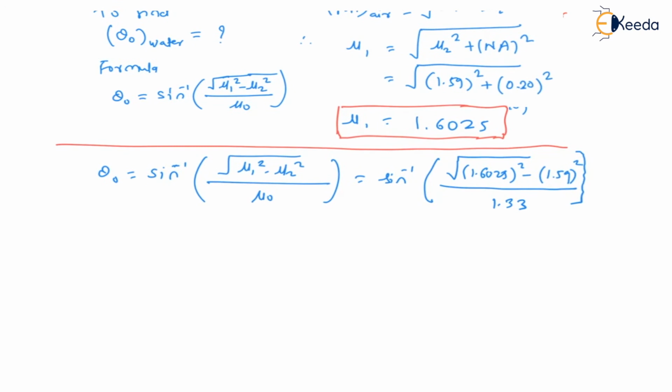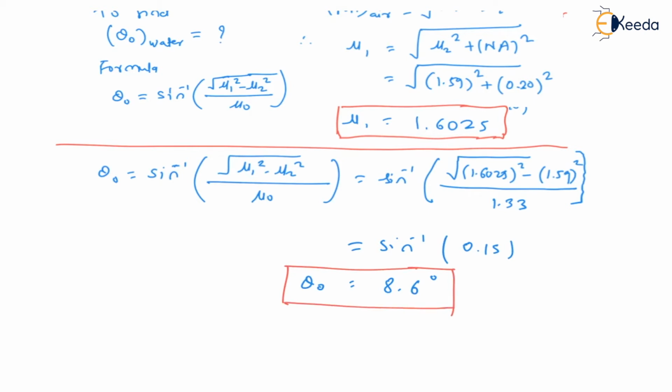So by doing calculations we can write this equation as sine inverse of, by calculating these values we'll get the value of this particular whole term, it will be 0.15, and then simply by finding the inverse of sine of 0.15 we'll get the value of this theta naught, that is the acceptance angle, 8.6 degree. So this is the acceptance angle of that particular optical fiber when it is kept in the water.